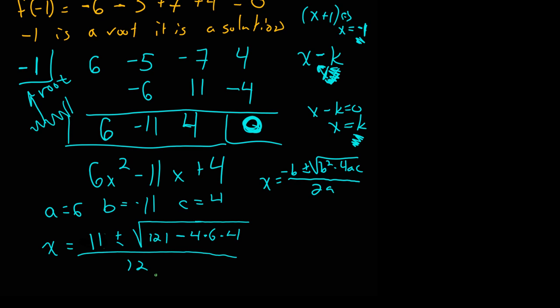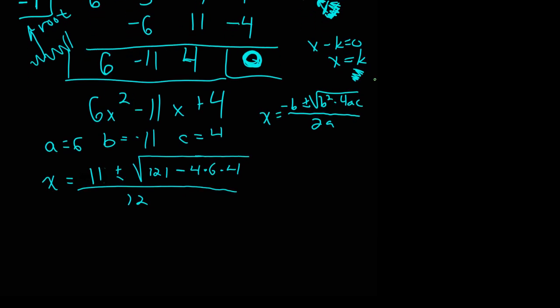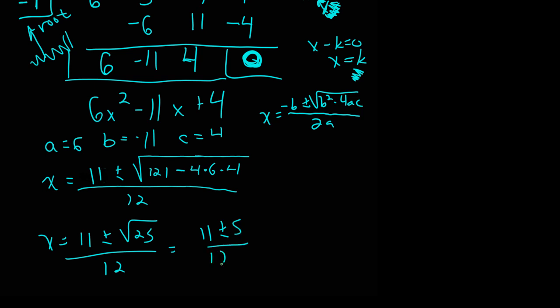So let's get what's inside. Let's get our discriminant here. 121 minus 4 times 6 times 4, which is 25. So this becomes 11 plus or minus the square root of 25 over 12. And so that's 11 plus or minus 5 over 12. And so our two answers, I'll put 16 over 12 and 6 over 12. And so 16 over 12 is both divisible by 4, positive 4/3.